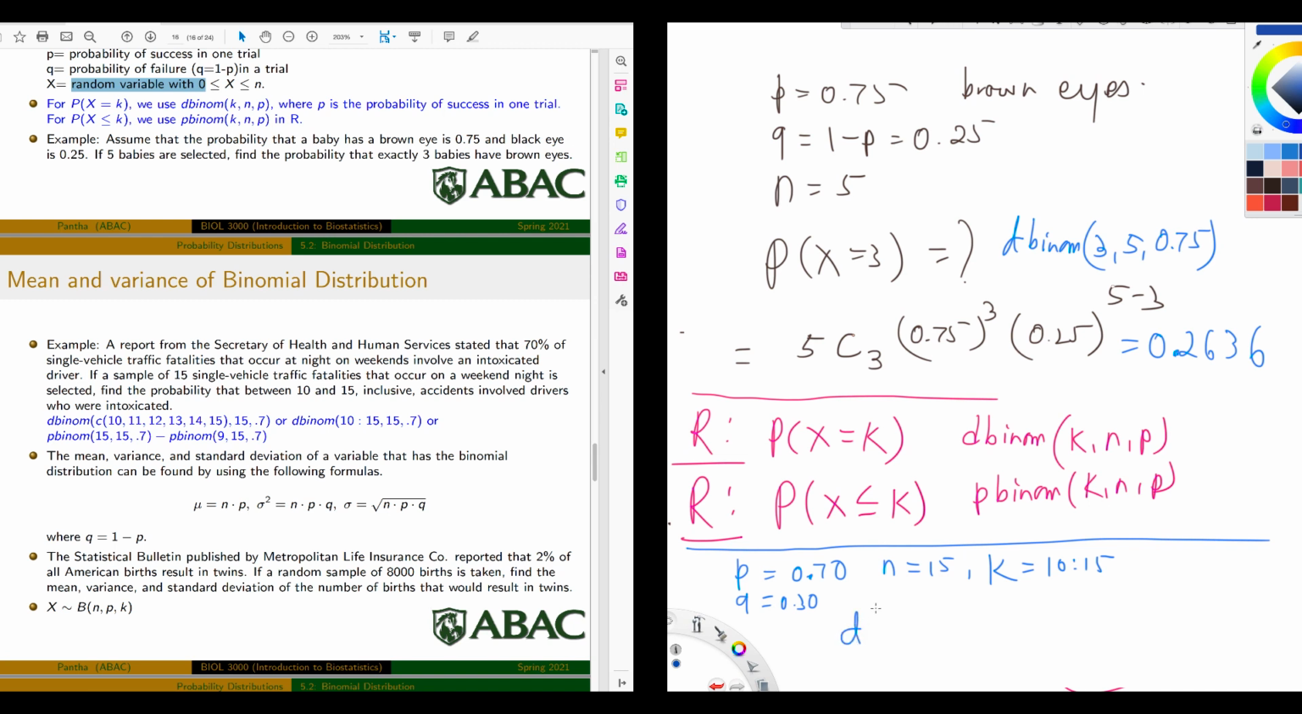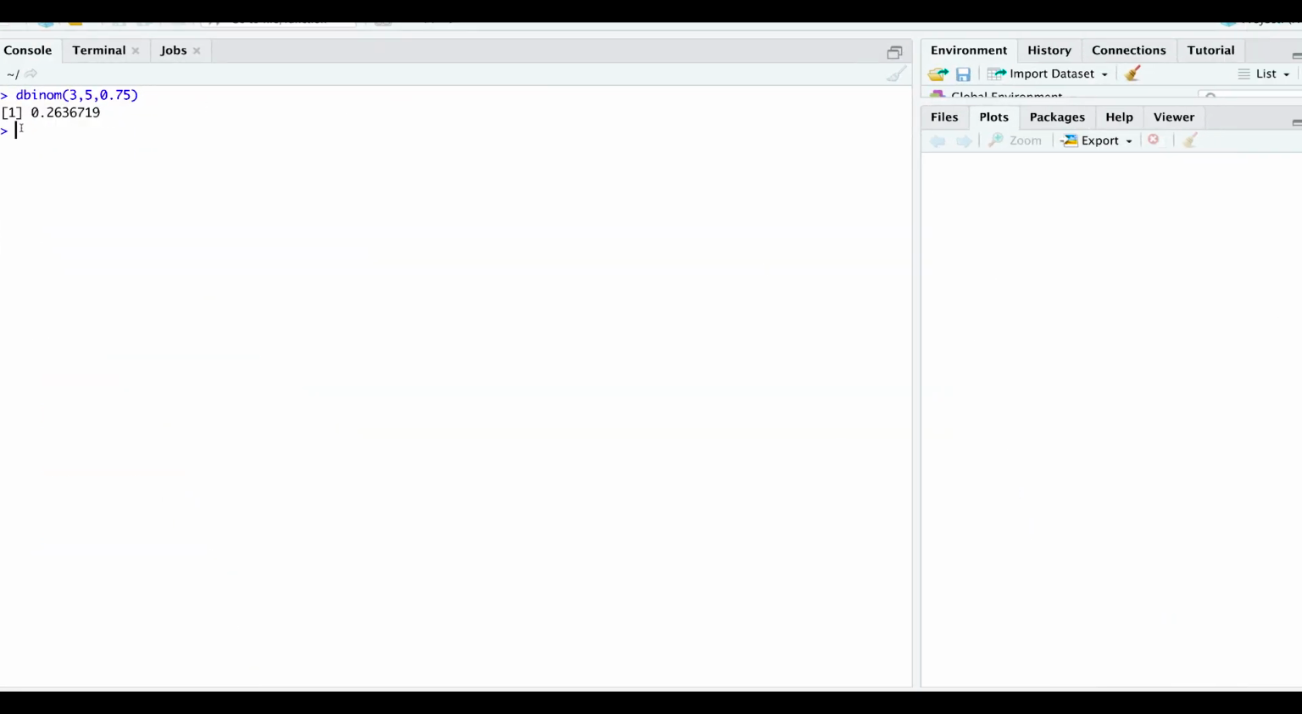So you can do dbinom, 10 to 15 for k, n is 15, and then 0.7. If you do that, you will get the right answer. Let me check how much that would be. It will be dbinom and then 10 to 15 inclusive, n is 15, and then 0.7 is the p.